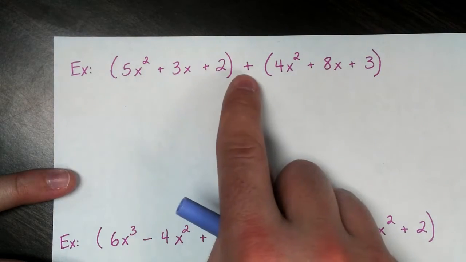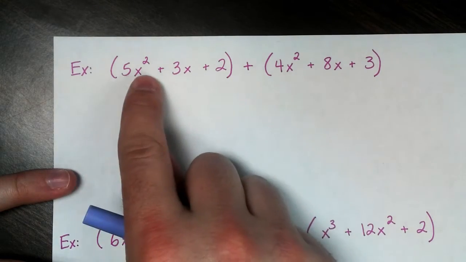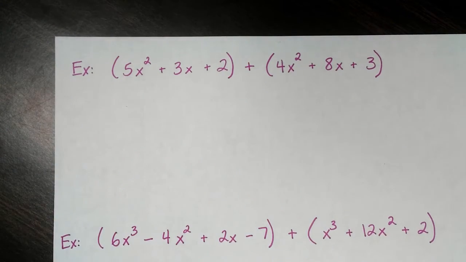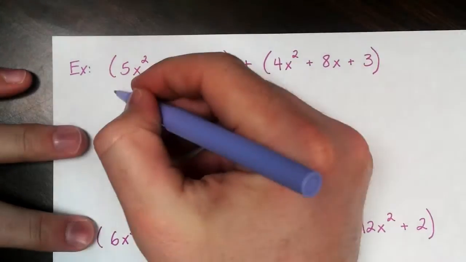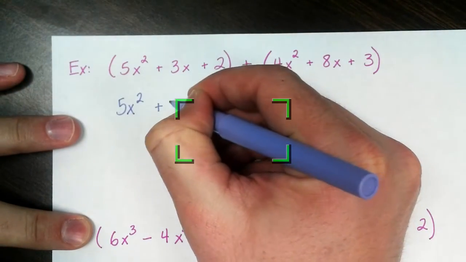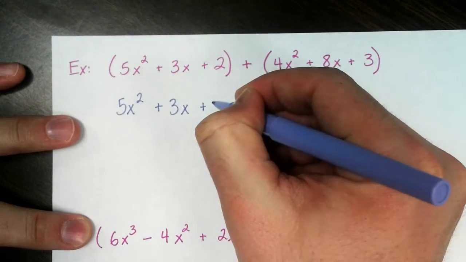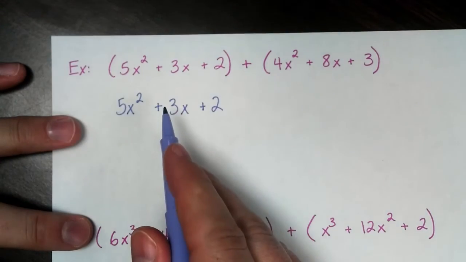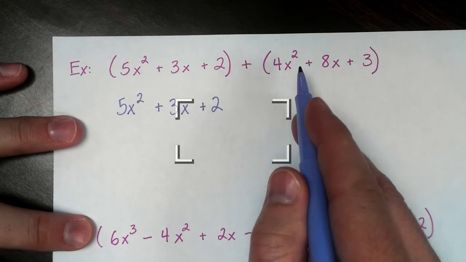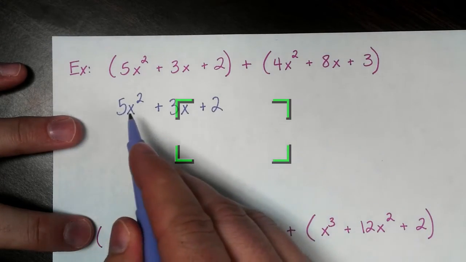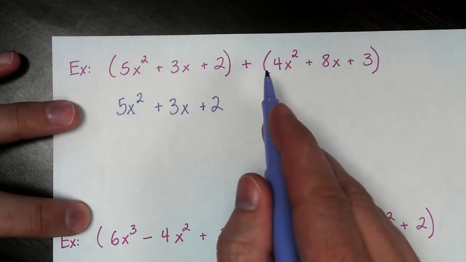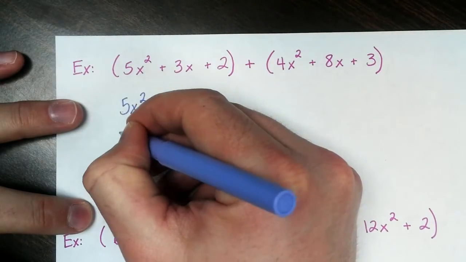When it's an addition sign, you want to leave this polynomial the same. What I like to do is just rewrite this polynomial again. So I'll rewrite 5x squared plus 3x plus 2. And what you do is you take this polynomial and line it up with its like terms with this polynomial. So the 5x squared, what goes with it over here? Well, that'd be the 4x squared.